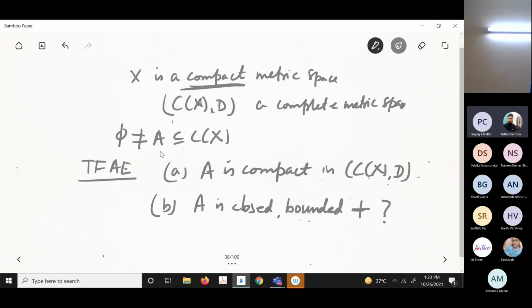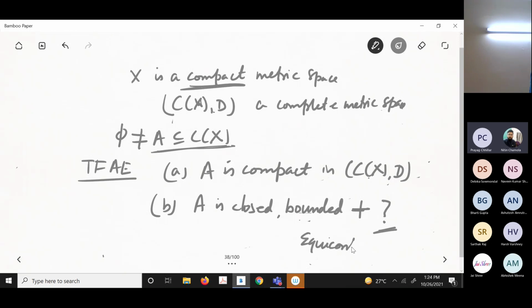Look, A is a subset of C(X). That means A is a collection of functions. Now A is closed, bounded, plus something you need. This something means equicontinuous. Look, equi, it is continuous here, that you understand. So A has to be equicontinuous, and then these two are equivalent. So it is the analog for this metric space. This is known as the Ascoli-Arzela theorem.